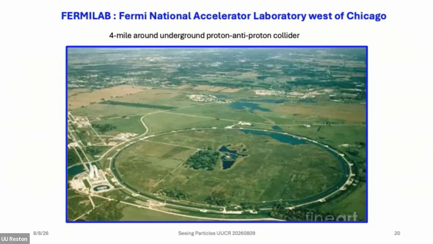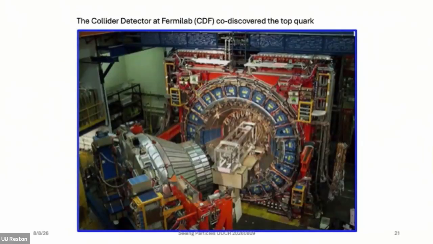Bottom left here you see a 17-story building called the high-rise building. That's where my office is. I've still got an office there, and so on. This is west of Chicago, and this is one of the 2 big detectors there. I came here to work on that, called the Collider Detector at Fermilab, CDF, and we co-discovered the top quark with the other big experiment.